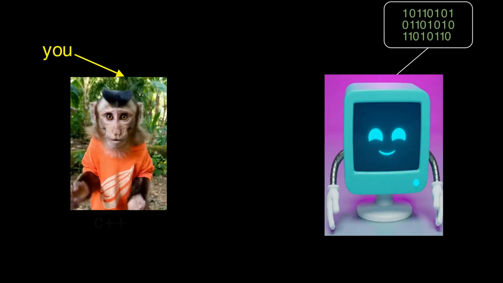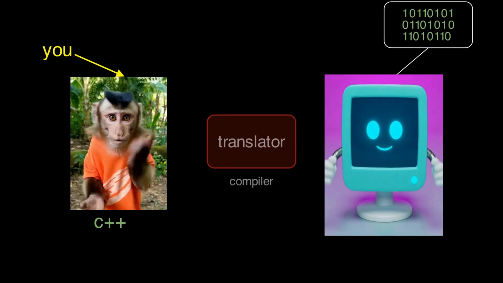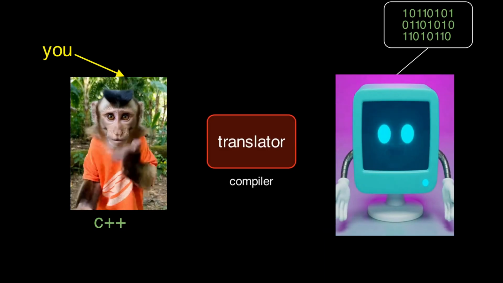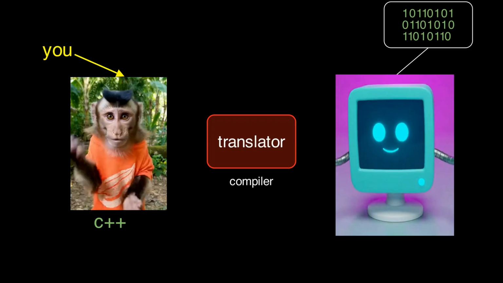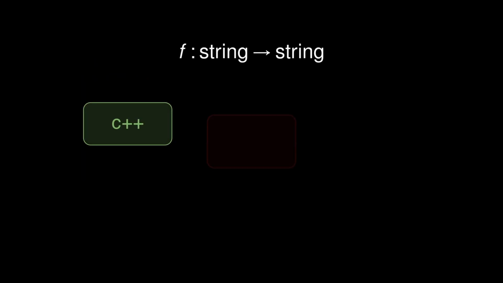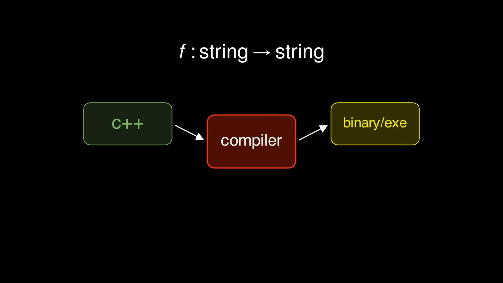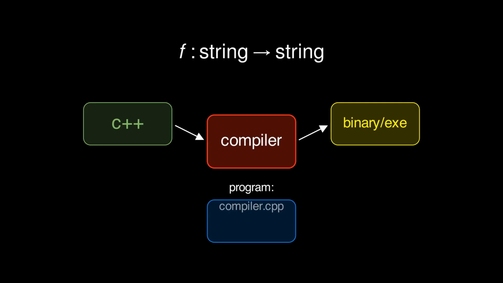This is you. This is your computer. You know C++, but your computer speaks in only ones and zeros. This means that we need some sort of translator between our language and the computer's language. This is our compiler. Our compiler is the function that takes in a string of text in C++ or another language and outputs another string of text in some lower level language.